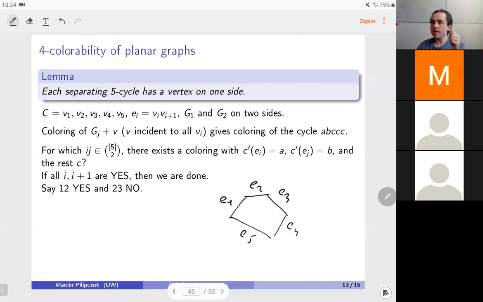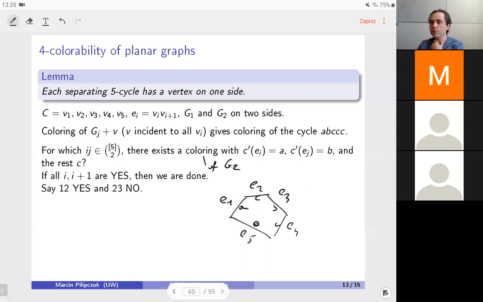And the question is for which edges, if I color this one A, this one B, and the remaining ones C, I can extend it to the entire G1 or to the entire G2. This is a coloring of G1 or G2, say G2. We are looking at G2 here. So we're looking at this for each rotation.